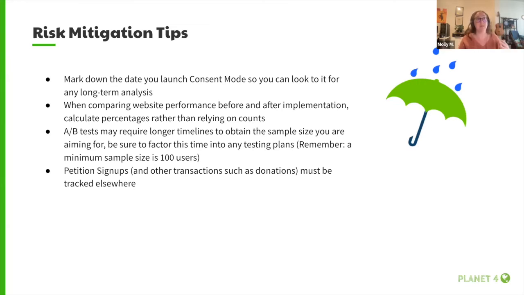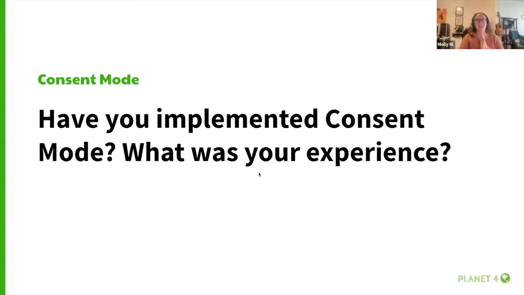When comparing website performance before and after implementation, make sure to calculate percentages rather than counts because the counts will decrease quite significantly. If you're doing any testing like A/B tests, you might require longer timelines to reach the sample size that you're used to. And a minimum sample size for those kind of tests is 100 users. So make sure that you're reaching that. And if not, we can help support in whatever ways that we can. And lastly, make sure that you have a mechanism in place to track petition signups and donations outside of Google Analytics.